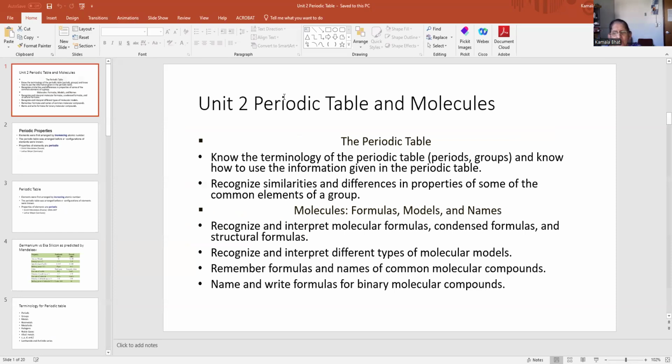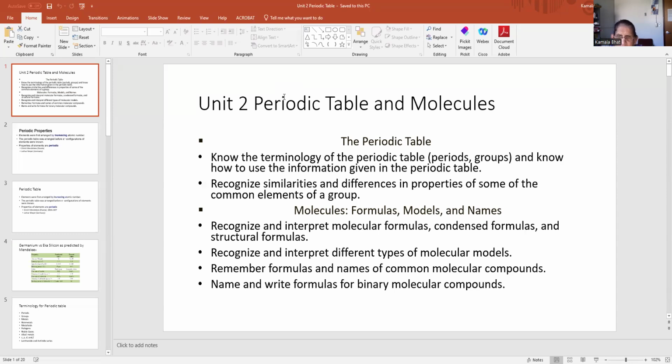the periodic table. One of the most important things in chemistry is the periodic table, or we can consider it as a Bible for chemistry, because every information that we need is available on the periodic table. The location of the elements gives us a lot of information that are very, very useful when writing formula, when identifying materials, etc. So it is important that we know the terminology of the periodic table, which is basically periods and groups, and know how to use the information given in the periodic table.